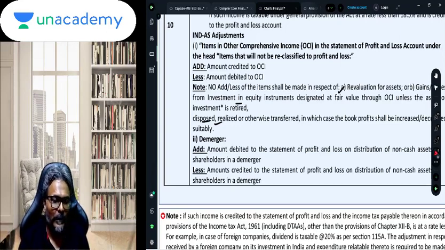So students, what happens in the case of an Ind AS adjustment? I think all of you should be aware of it. That primarily in the case of the company on which the Ind AS is applicable, always keep in mind, students, in the examination you will be getting the two things.